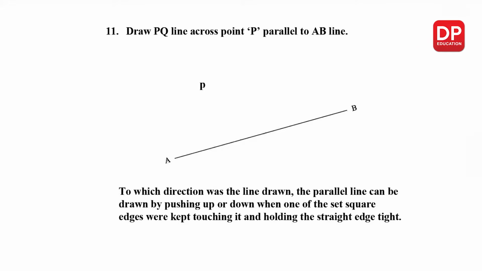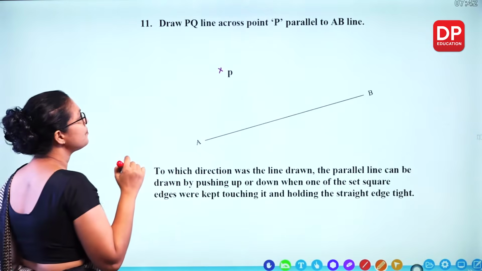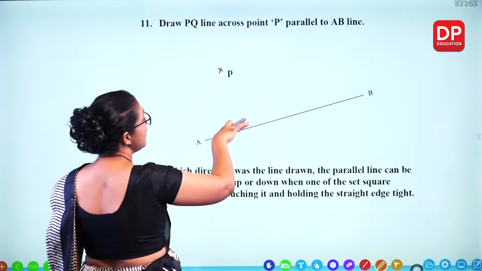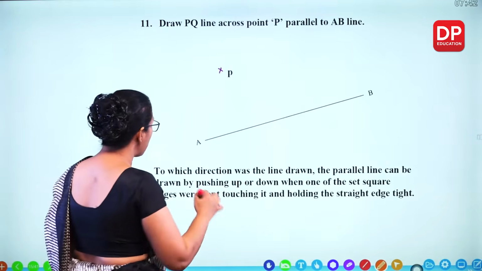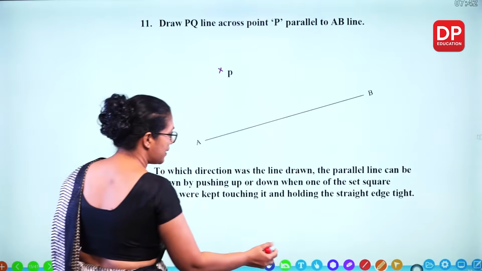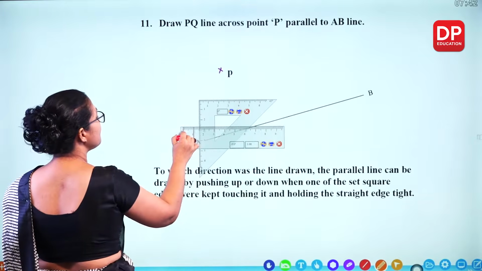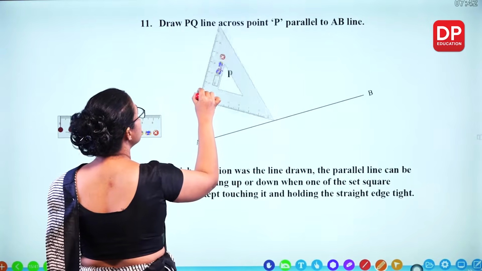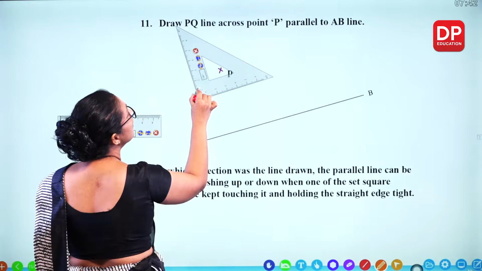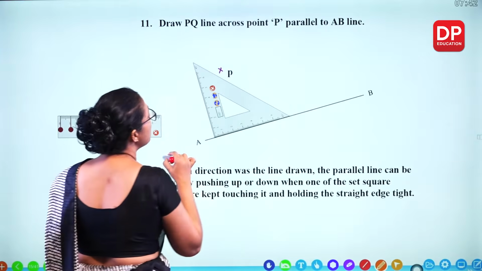Draw PQ line across point P parallel to AB line. Now there's a point P. You take this one as P here. Now we need to draw a parallel line passing through the point P to AB. So same thing we are doing. So we can take the ruler and the set square. Keep the straight edge. Keep the set square first on top of the line AB.